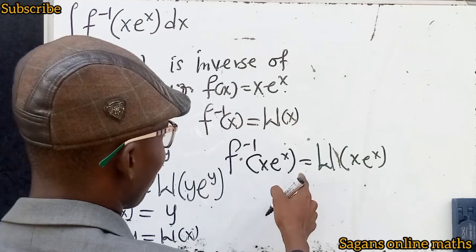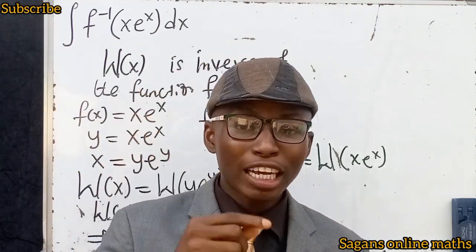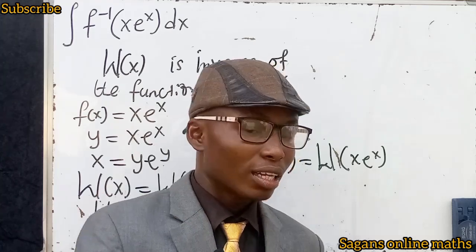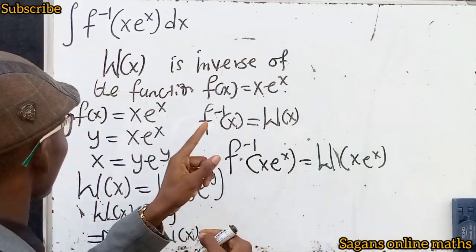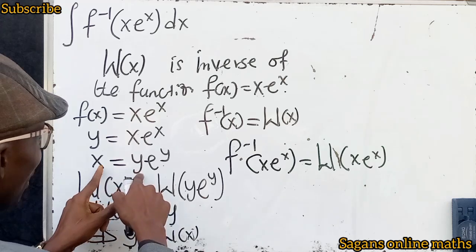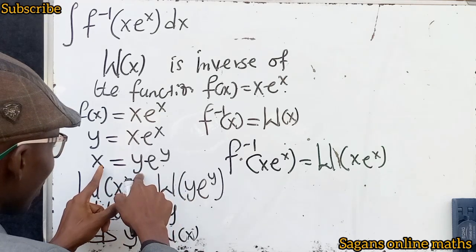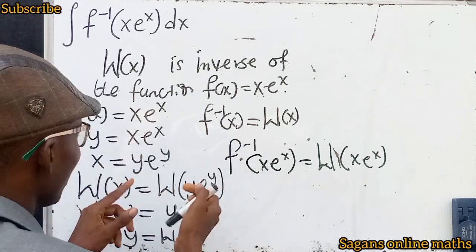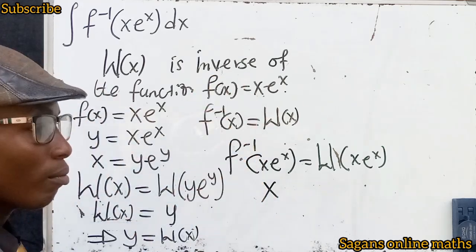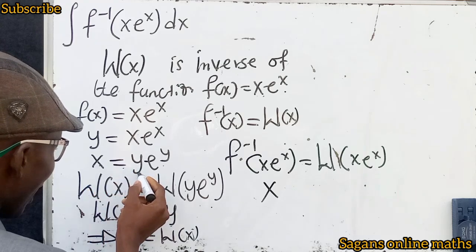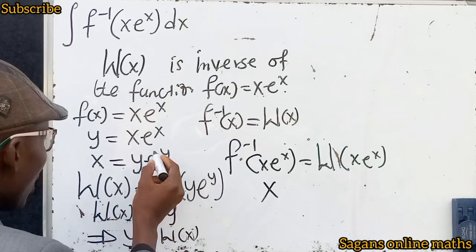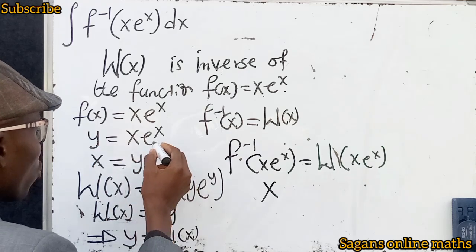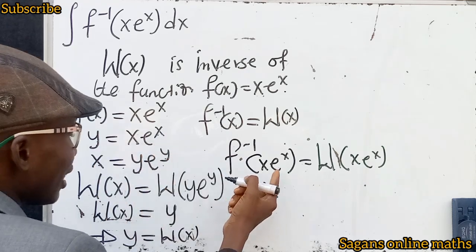Now, remember, by the definition, an inverse function is a function that reverses the operation of another function. Now it reverses the operation. That means it will still take us to x, because y multiplied by e to y is equal to x multiplied by e to x. It means that in place of this we have just x, because x is equal to y multiplied by e to y. That means y is equal to x and s is equal to y, and it means that y multiplied by e to y is equal to s multiplied by e to x. So in place of this, the outcome is x.